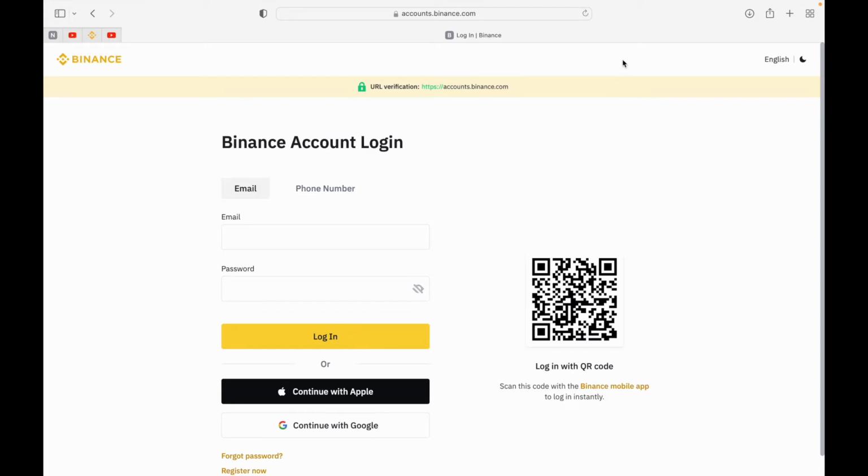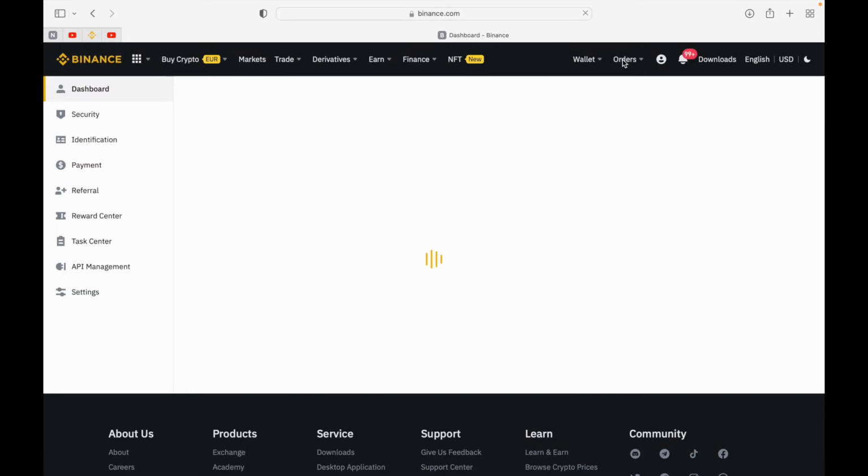There's a very simple way to log on to binance.com from the mobile view. You can actually scan this barcode from the mobile app, and that's what I just did. So I'm logged into my Binance account.